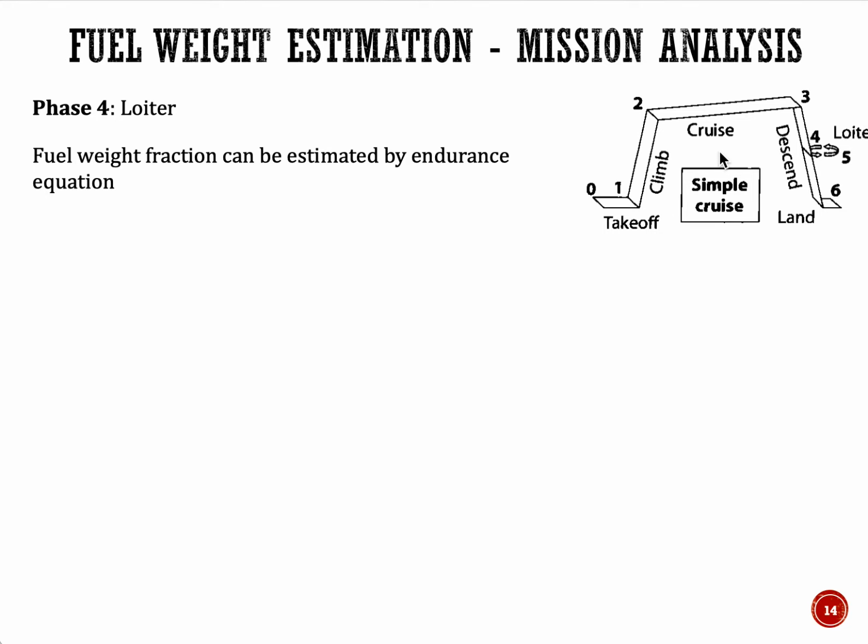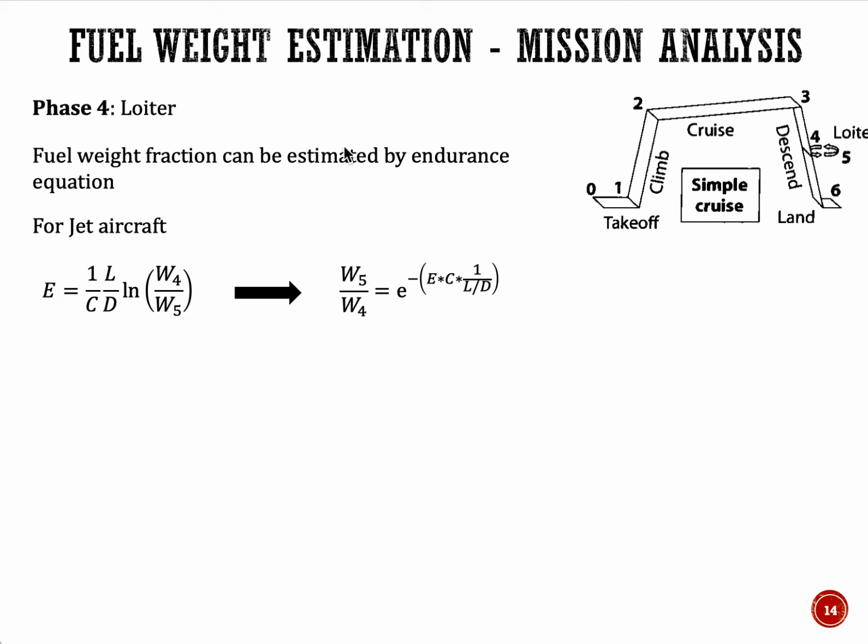The loiter is how fast and how long the airplane can stay in the air, right? And that can be estimated by the endurance equation, which has a similar flavor to the range equation. The endurance of the aircraft for the jet aircraft is 1 over C times L over D times ln of W4 by W5. We can swap that for W5 by W4, which is the weight fraction that we need, and write it in terms of this, right? We have seen all of the variables in the range equation. E here is just for the endurance.